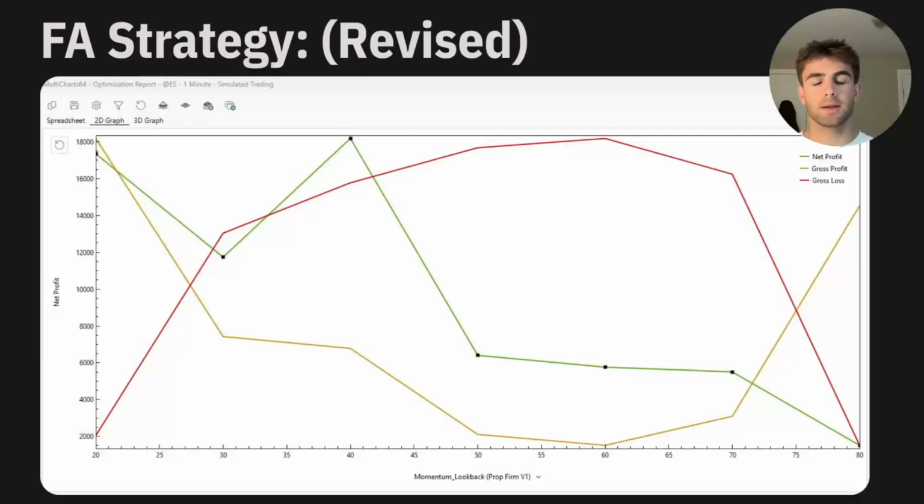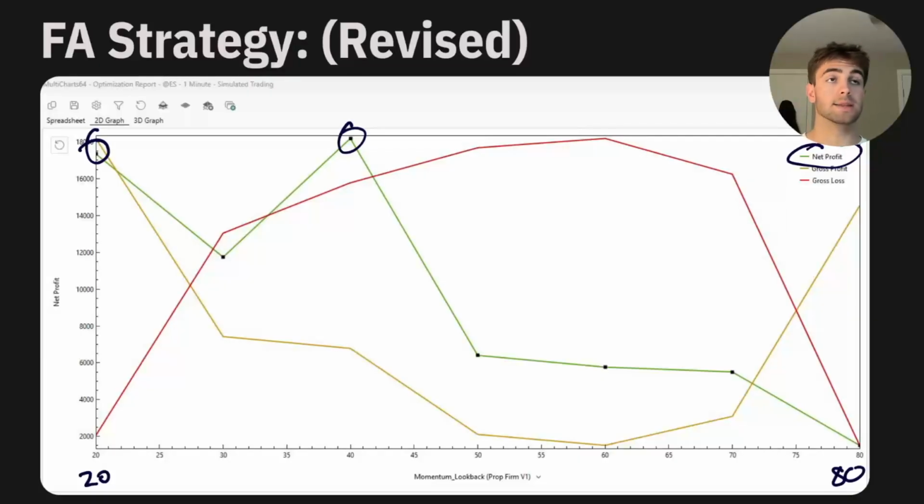So what did I find? Again, I'm looking at the net profit, here in green, and we can see a couple places where it peaked, and this was on the first optimization. The range here was only 20 to 80, but for example, it peaked at 20 and then peaked again at 40.